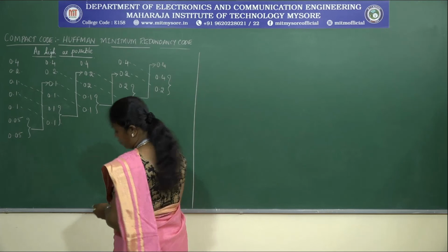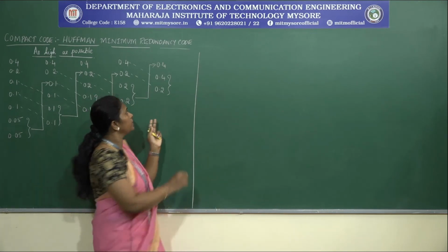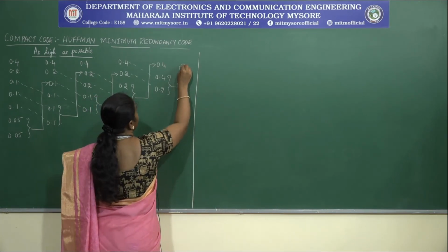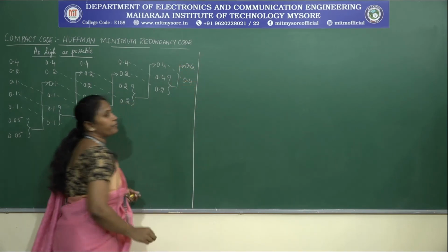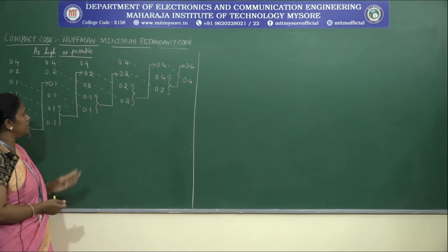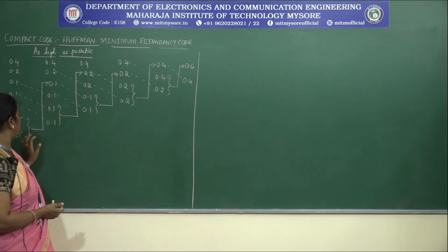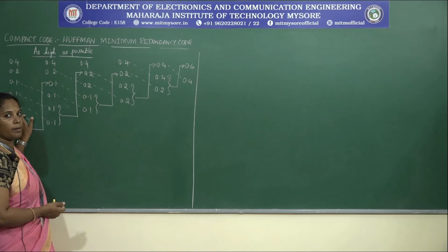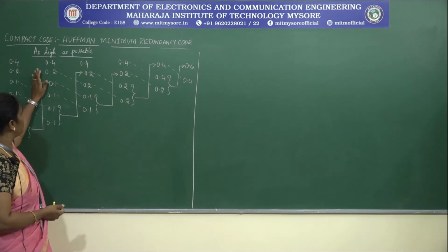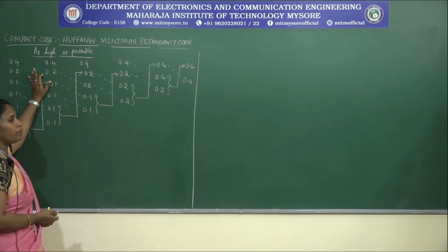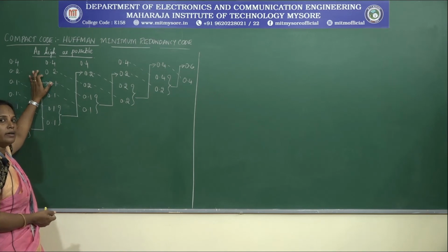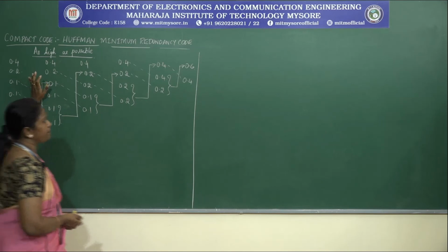Next we have 0.4 plus 0.2 is 0.6. So this will be 0.6 and 0.4. This is how you will be placing the probabilities upwards. Even though we have the same probability, the newer probability that you form has to move upwards. That means you need to place the newer probability high and the rest of the probabilities below that.